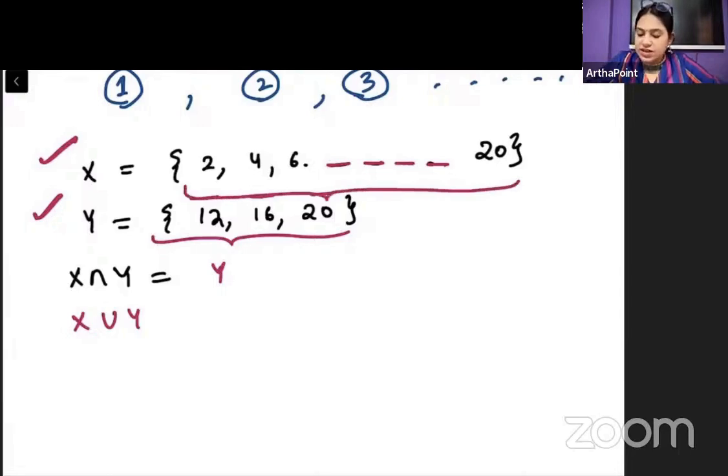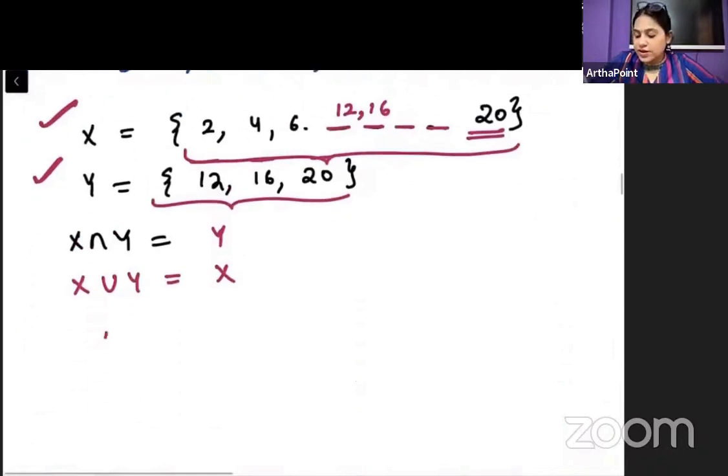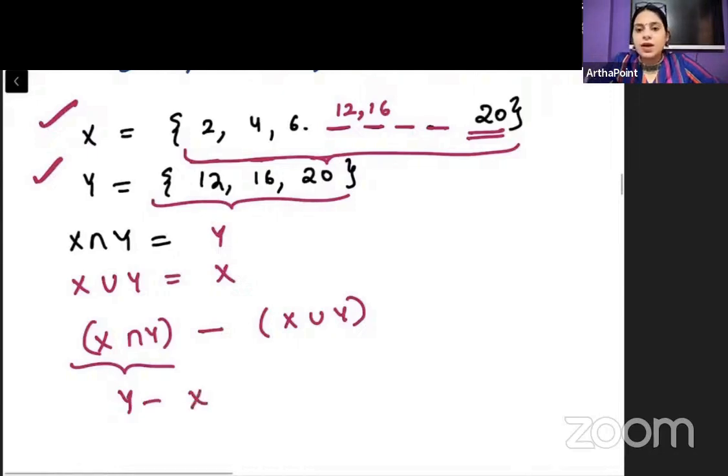You see somewhere here there will be 12, there will be 16, there is 20. These values are contained within x. So x union y is going to be x. And now it tells you to find x intersection y minus x union y. So find out x intersection y minus x union y. That means find out y minus x.